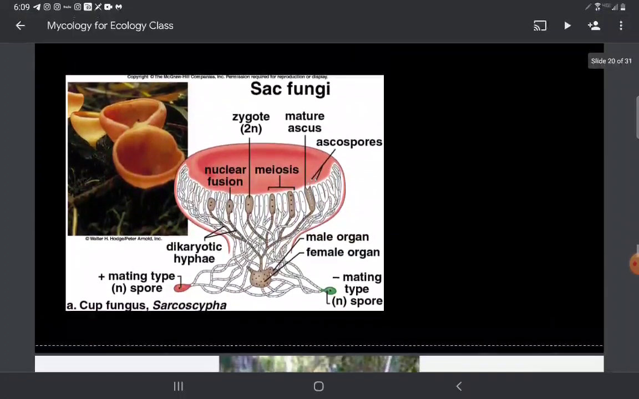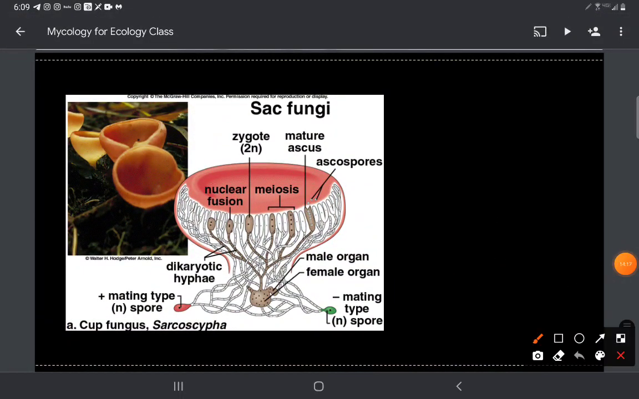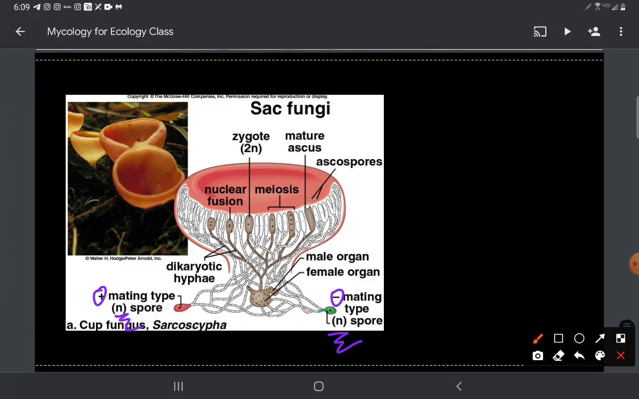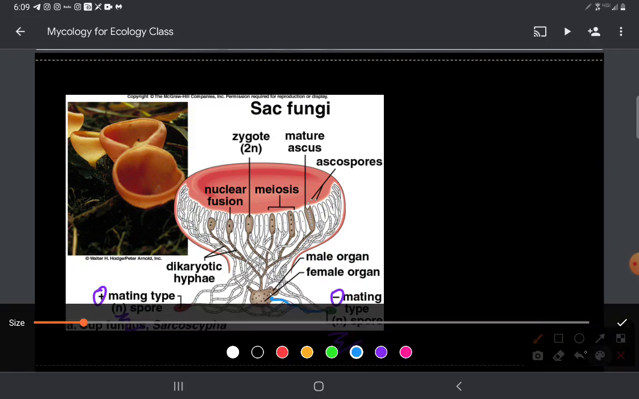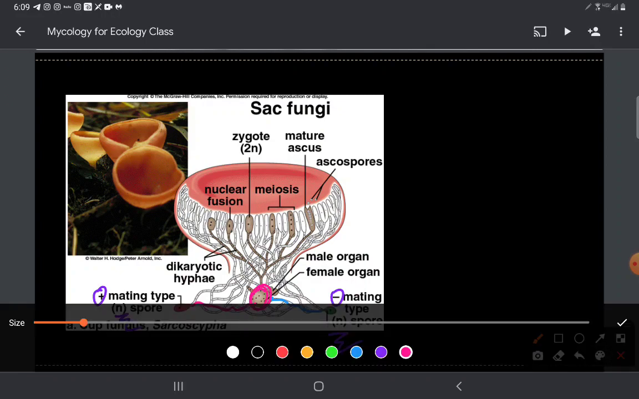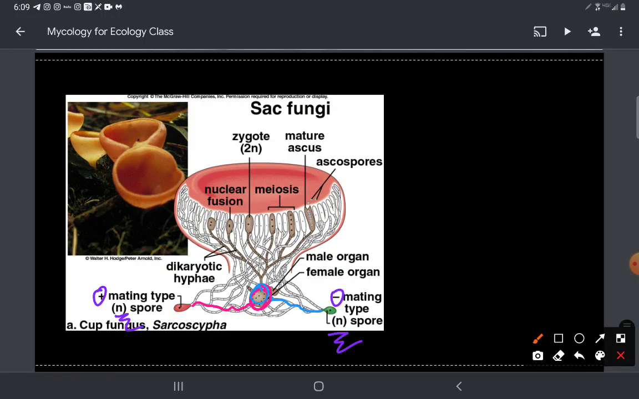And again, there's those ascus. Here's another good picture. So, again, we have the positive and the negative mating types. Each of them has only got one set of DNA. They come together. So I'll do the whole blue thing. We'll say this one is the blue, and this one is the pink. They meet, and they sort of form this fusion. And then you get these dual hyphae that are dikaryotic growing up.